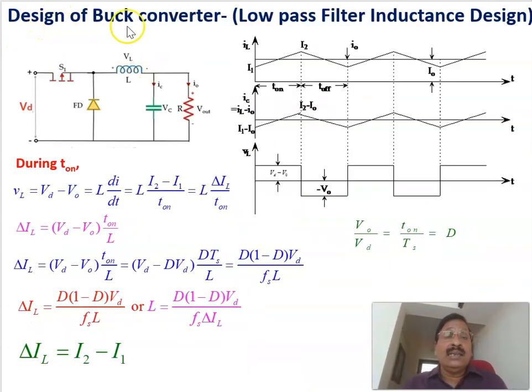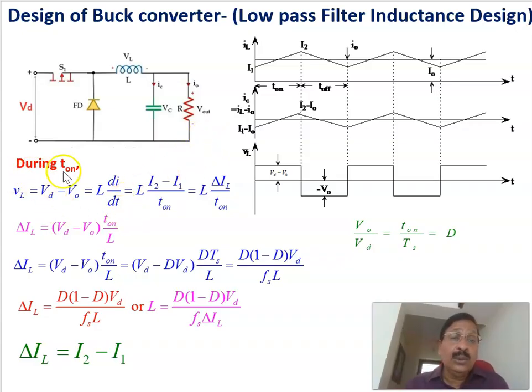Now let us see the design of a buck converter. Basically, we are designing the filter values: what should be the value of the inductance and what should be the value of the capacitor. We deal here with the low pass filter inductance, and in the next slide we will see how the low pass capacitor is designed. This is the buck converter we already discussed: the switch, the freewheeling diode, the low pass filter inductance and capacitance, and the load, with average input voltage Vd and average output voltage V0.